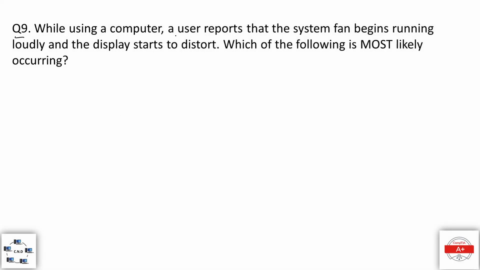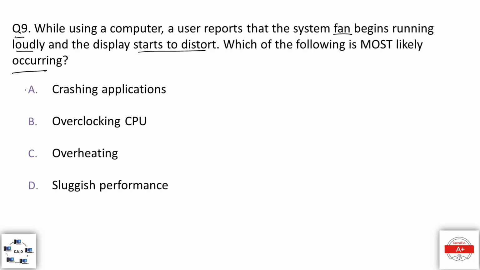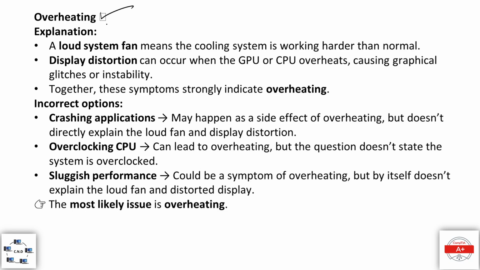Question number 9. While using a computer, a user reports that the system fan begins running loudly and the display starts to distort. Which of the following is most likely occurring? And the options are: option A, crashing applications; option B, overclocking CPU; option C, overheating; and option D, sluggish performance. And the correct option is option C, overheating.